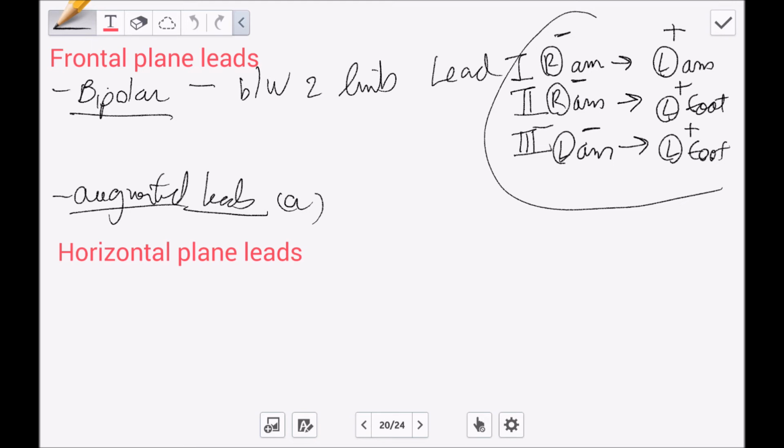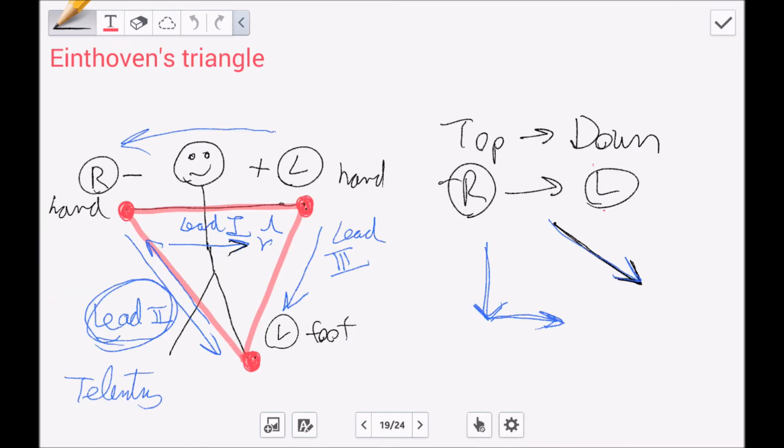So the augmented leads, these ones are perpendicular to the bipolar, okay? Perpendicular. So that means they run like this, at a 90-degree angle. Okay, they're perpendicular. So what they do is, if you start thinking about it, because we have 3 bipolar leads, we have 3 augmented leads, okay? And how these things work is, I'm going to go back to this over here and it would be a little bit better to explain.